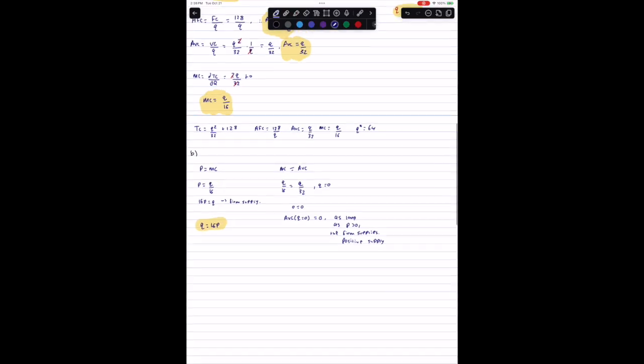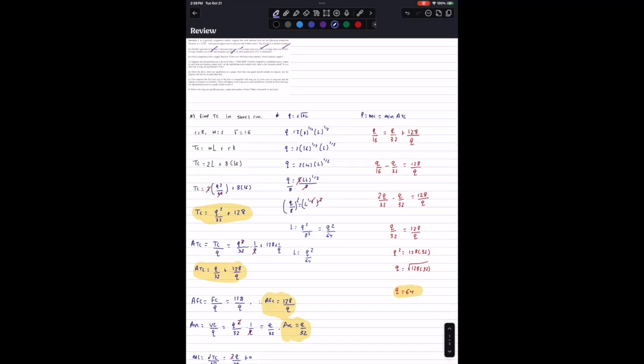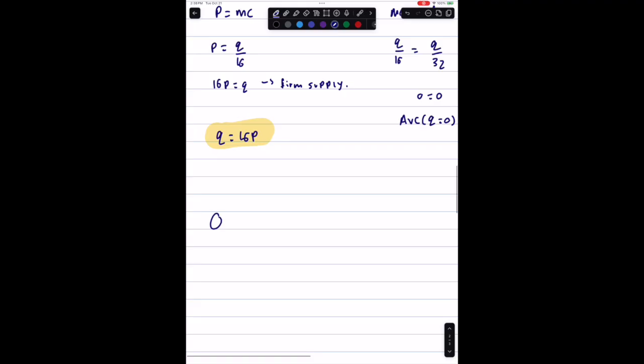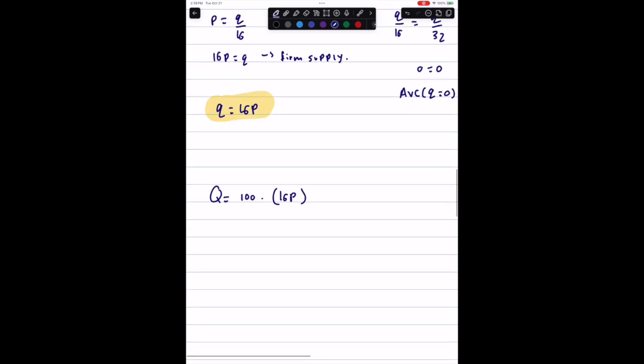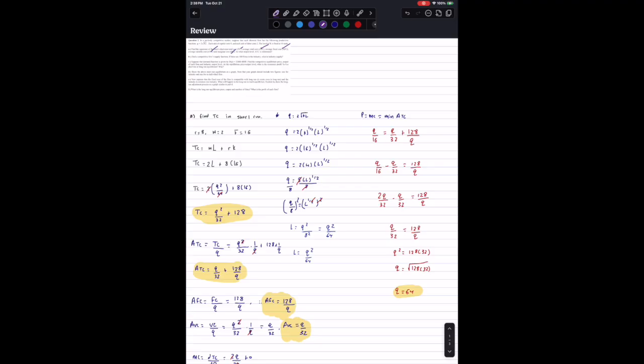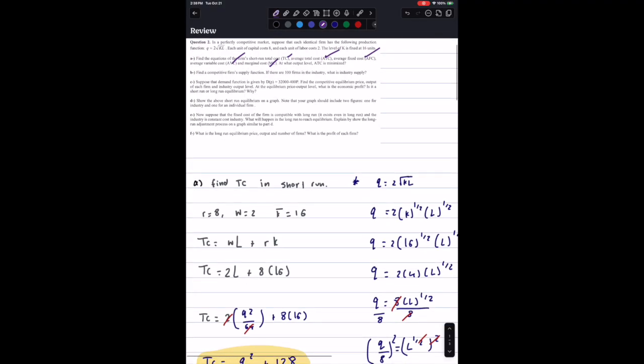Perfect. And then the rest of part B says, if there are 100 firms in the industry, what is industry supply? Well, industry supply is just going to be equal to 100, because there's 100 firms in the industry, times the individual supply of the firm, which is 16P. So we know industry supply denoted by big Q is equal to 1600P. Perfect. And that is question B done, right? We found the individual firm supply function and we found industry supply.